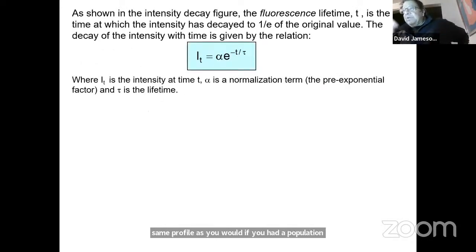As I just said, it's the time it takes to decay to 1 over e, and it's defined by this relationship. The intensity at any time is equal to a normalization or pre-exponential factor, alpha, times e to the minus t over tau, where tau is the lifetime.